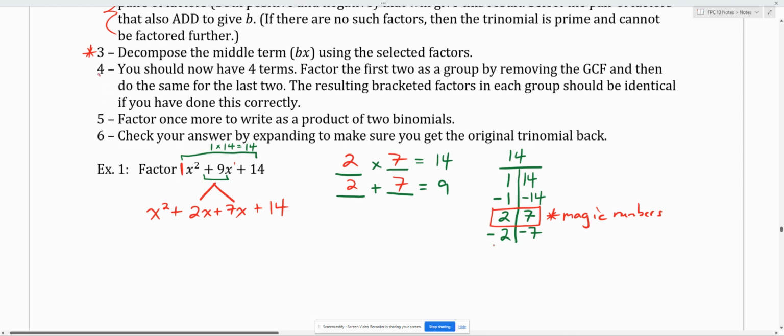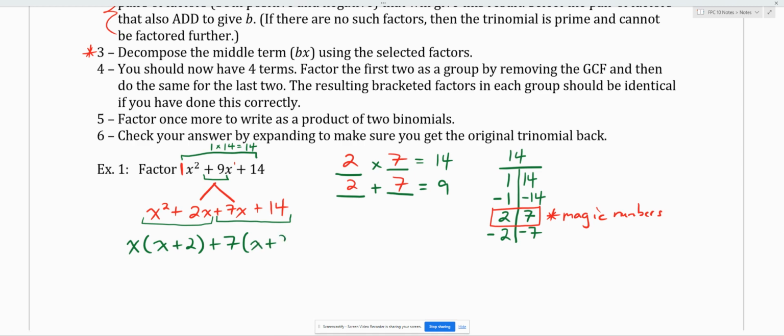Now, step 4 is another unique thing because we're used to factoring an entire polynomial. But when we're doing this, our intention is to factor these as two separate binomials currently. We have 4 terms. I'm going to factor the first 2 terms, then I'm going to factor the last 2 terms separately. So let's do that. x squared plus 2x, my GCF is just x, leaving me with x plus 2. And in my second 2 terms, 7 is my GCF, so I'm going to factor out a 7 because 7 divides 7x and 14. And I'm left with x plus 2.